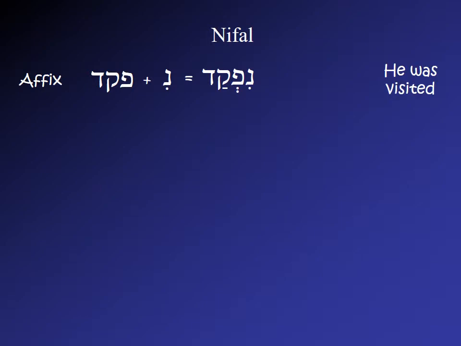Let's talk a little further then about the Nifal. We can start with the affix, which we've learned already. The affix is simply the root with a nun preformative. This is the indicator of the Nifal in the affix, a nun preformative. So for our strong root pkad, our form would be nifkad, meaning he was visited, the passive sense of the Qal.